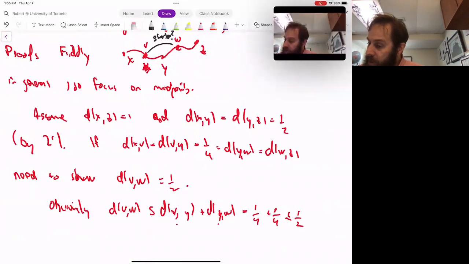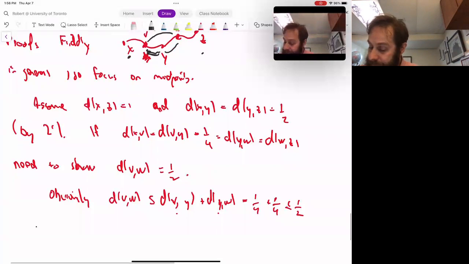I know that u is increasing at rate 1 along this segment here, so it changes by 1/4 going from v to y, and it continues to, or sorry, it's decreasing. So it's highest here and smallest there. So it decreases by 1/4 going from v to y, it decreases by another 1/4 going from y to z.